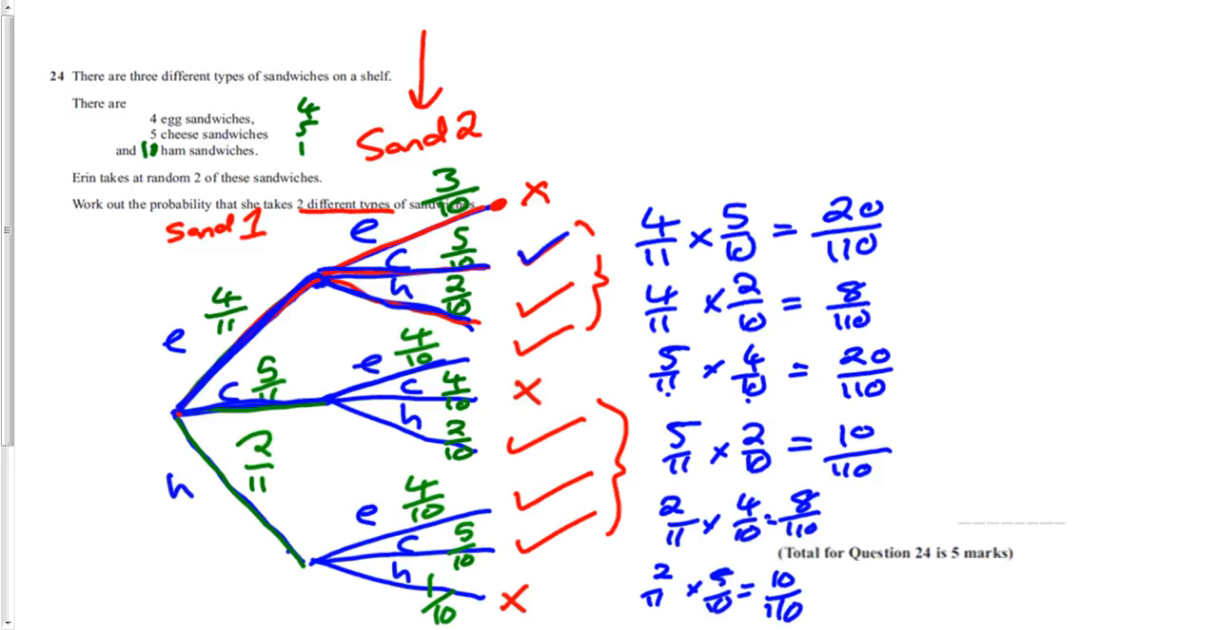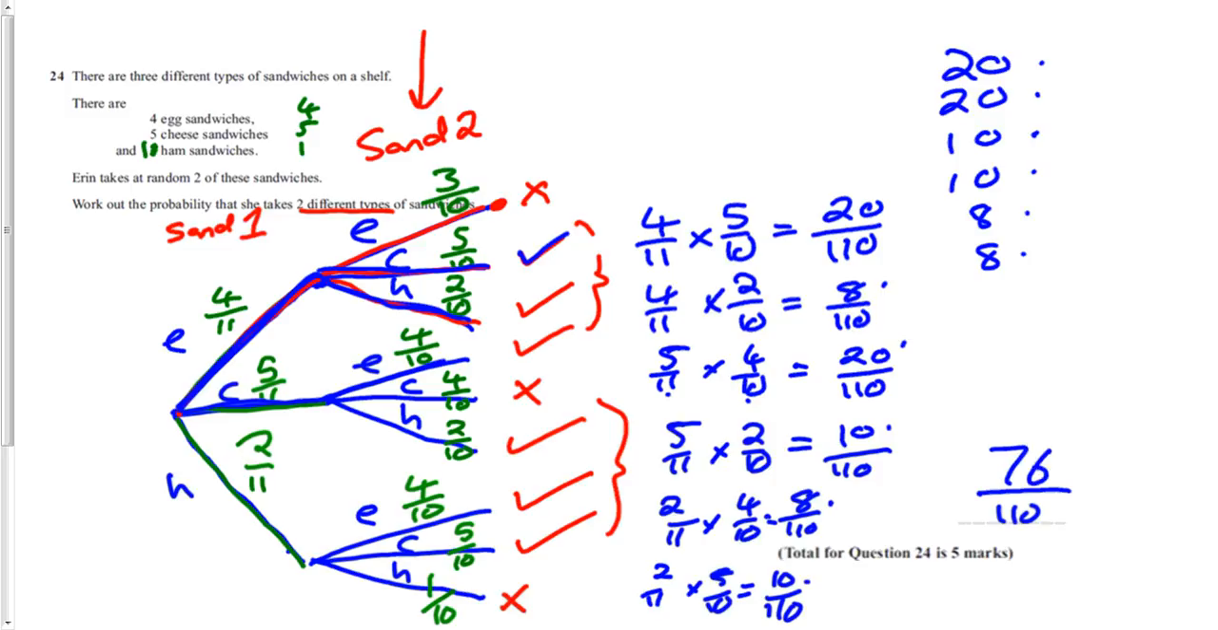And then we add them together. When we add fractions, we do not add the bottom, we do not add the denominator. So we've got 20 plus 8 plus 20 plus 10 plus 8 plus 10. That's all going to be over 110. So 20 plus 20, 10 plus 10, 8 and 8. Those are all the numerators. So that's going to be 20, 40, 50, 60, 68, 76.